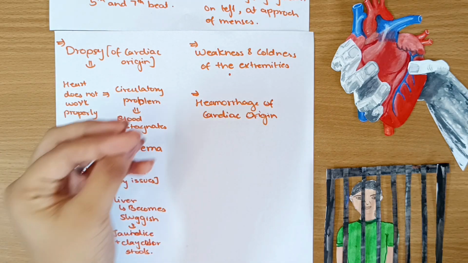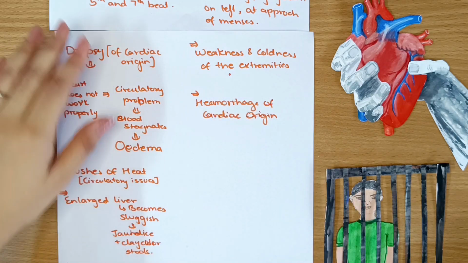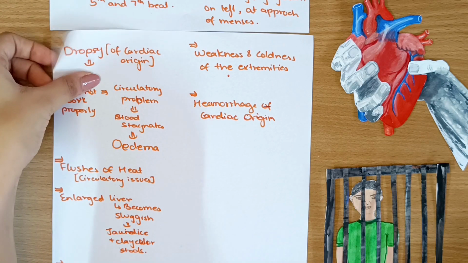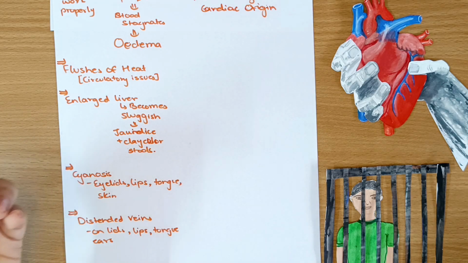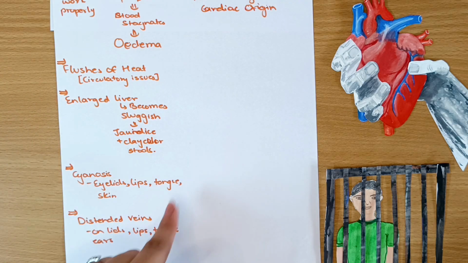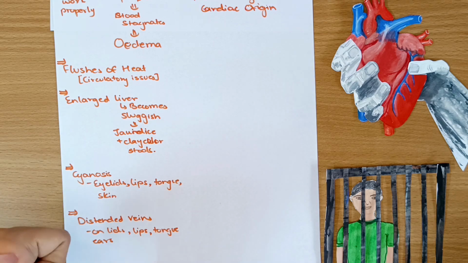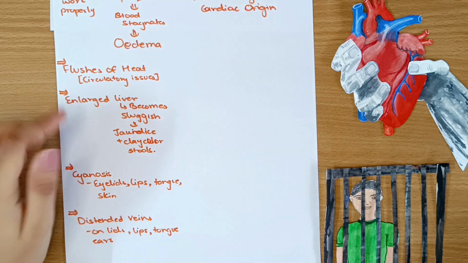It works very slowly. There is jaundice and clay colored stools because of this jaundice. Another thing is there is cyanosis, that is blueness that we see in the eyelids, in the lips, in the tongue, and in the skin. So there's blueness all over the body. There are distended veins that we see on the lids, on the lips, on the tongue, and on the ears. This is because of the issues in the circulation.